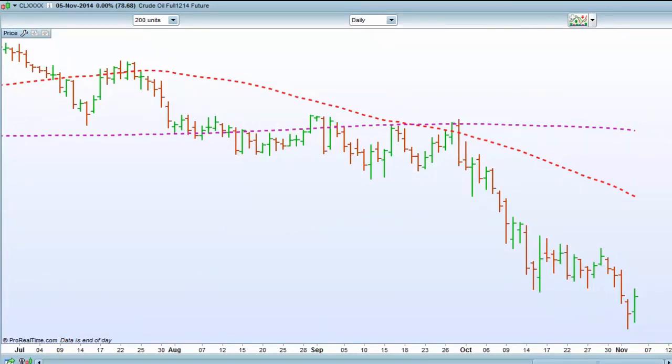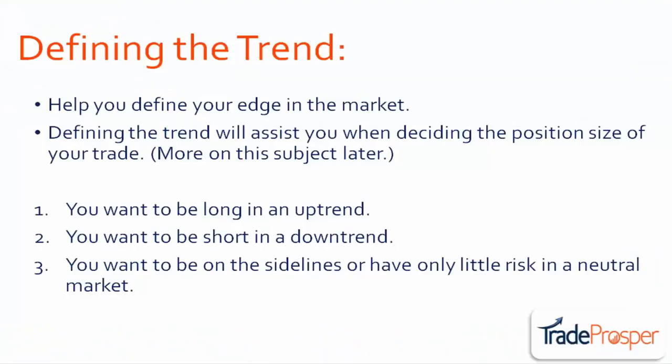Okay, now that we've identified the conditions for a trend and how to use the moving averages to define the trend, I recommend that you always define the trend before you enter any trade, regardless of what technique you use or what market you're about to trade. Now I say this because here's what defining the trend does for you. It helps you define your edge in the market. It also will help you in figuring out your position size for your trade. But I'll talk more about that later on.